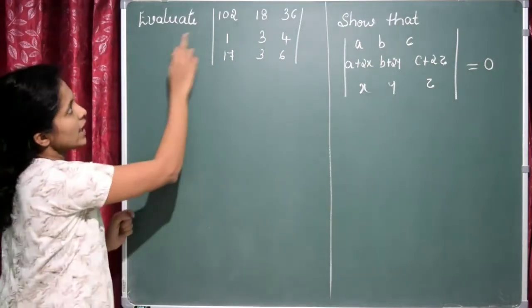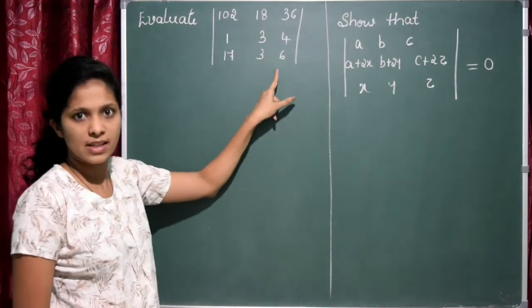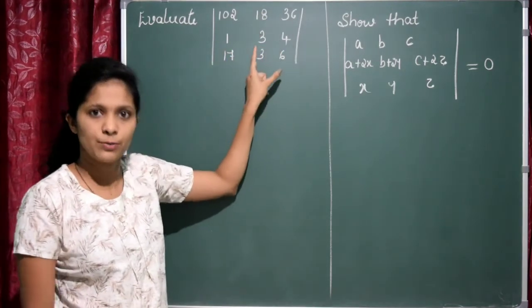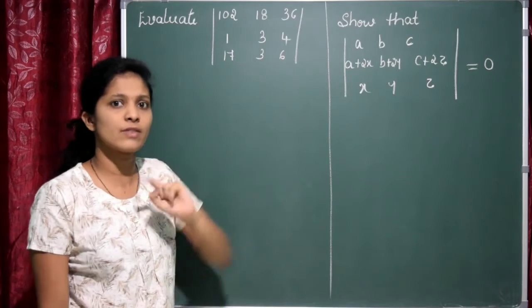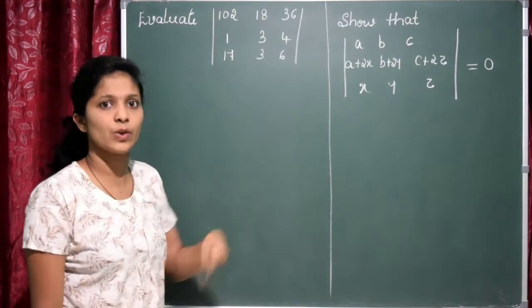Now we'll see this one. Evaluate the determinant with rows 102, 18, 36 and 134, 73, 6. So you have to find the determinant of this one. As I told you, this is a 1 mark problem, so directly you have to solve this one, right? No need to expand this one. What can we do here?